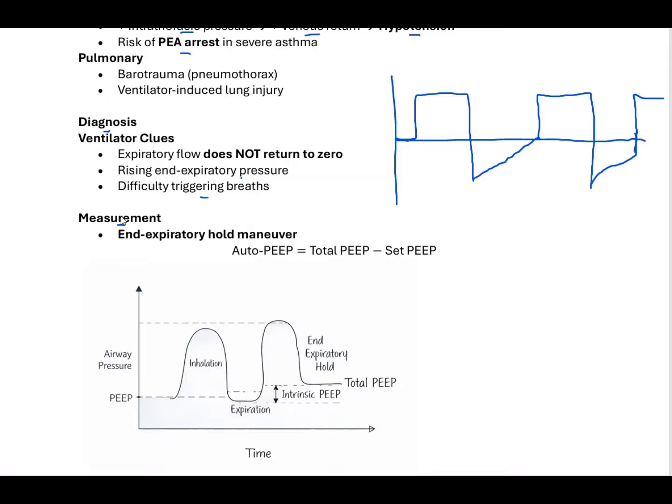So how do we measure this? We have to do what they call an end expiratory hold. At the end of expiration, you're going to hold it. And once you hold it, that will give you the total PEEP. So what's total PEEP? Remember at the beginning, when we talked about AC/VC, you set the PEEP. So that PEEP that you set, plus the one that the patient has generated, the intrinsic PEEP, which is also called the auto PEEP, right? That combination of both auto PEEP plus your set PEEP will give you your total PEEP. So when you subtract your set PEEP from your total PEEP, that will give you the auto PEEP, right?